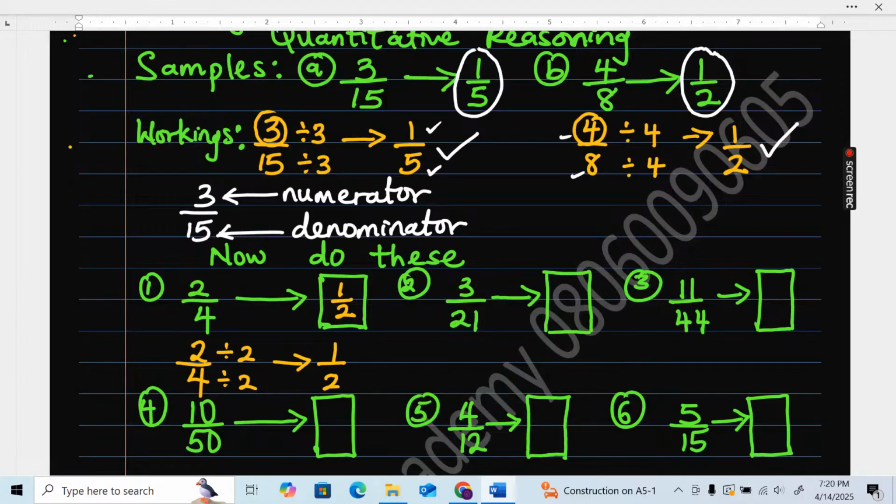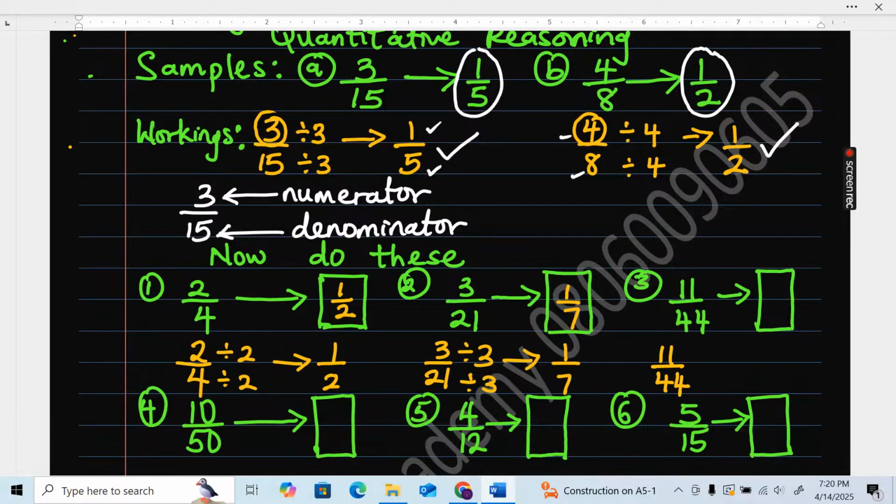Now let's move on to number 2. We have 3/21. I'm going to divide 3/21 by the numerator. That is divided by 3 and also divided by 3. 3 divided by 3 is 1, over 21 divided by 3, that is 7. The answer is equal to 1/7.